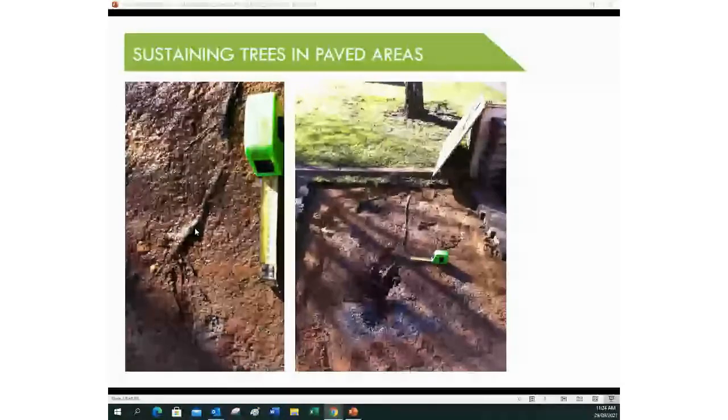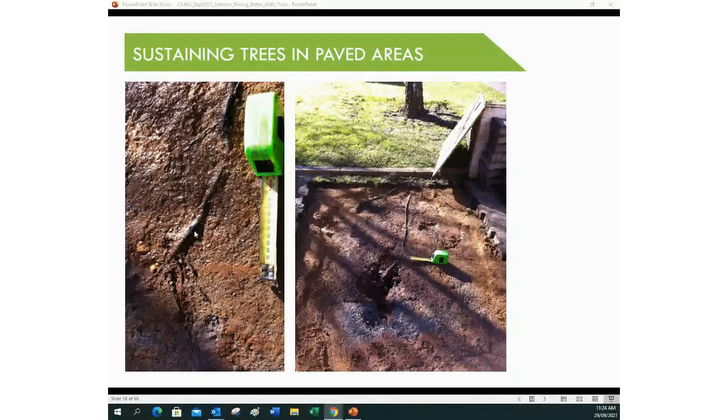Here's a close-up, you can see. And you can actually see through here all the secondary and tertiary order roots coming off that main one. They're all on the surface. They're growing horizontally. They can't penetrate compacted soil. And you can see here we washed it out and all roots were on the surface.